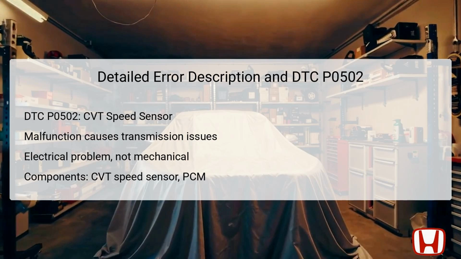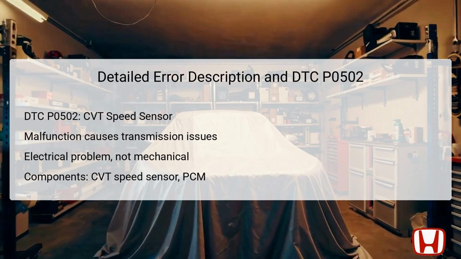DTC P0502 specifically signifies an issue with the CVT speed sensor circuit, wherein the sensor may either be open or shorted. The CVT speed sensor is a critical component that monitors the rotational speed of the transmission and relays this information to the Powertrain Control Module, PCM. The sensor is typically located on the transmission casing, accessible after removing certain protective covers.